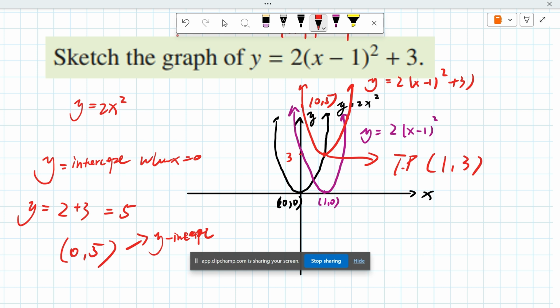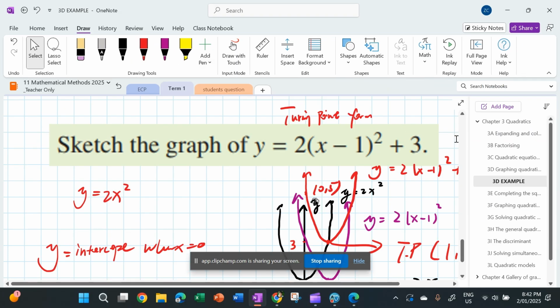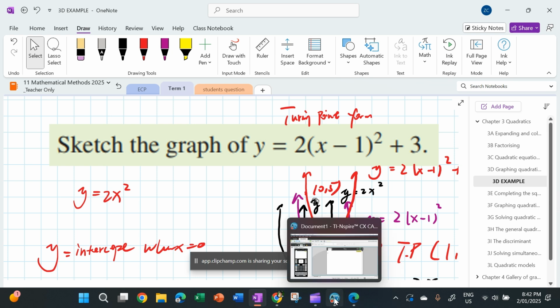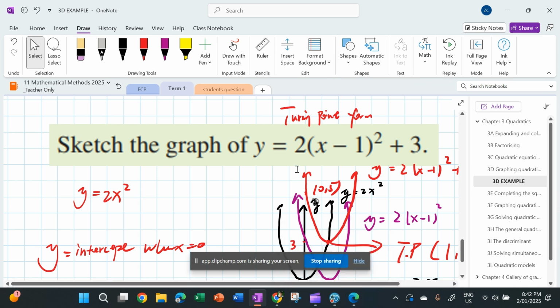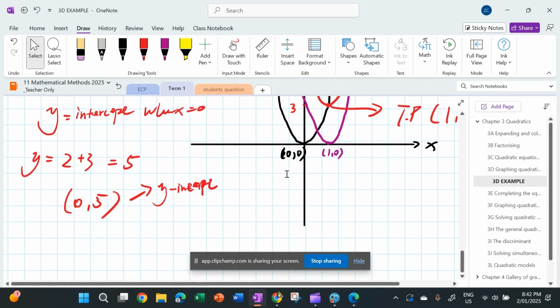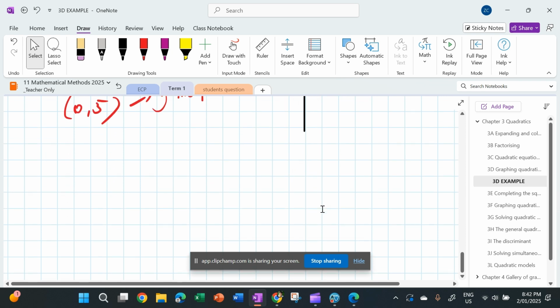Hopefully that makes sense. This is how you graph turning point form. Later on, we're going to show you how to graph the polynomial form. That will be a little bit challenging, but it will be similar. See you next time, and make sure you practice the questions and see how you go. See you next time.